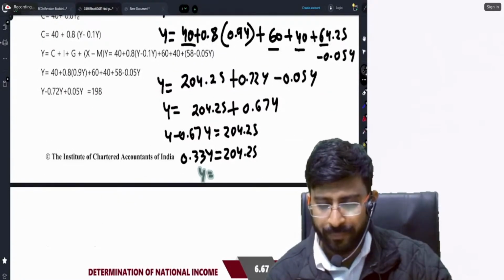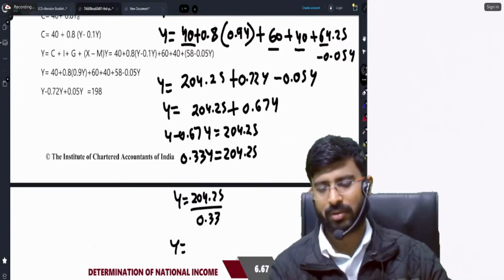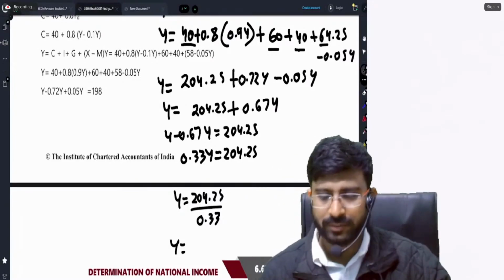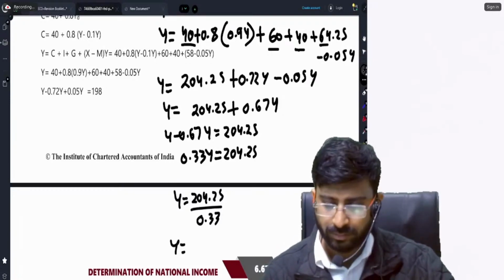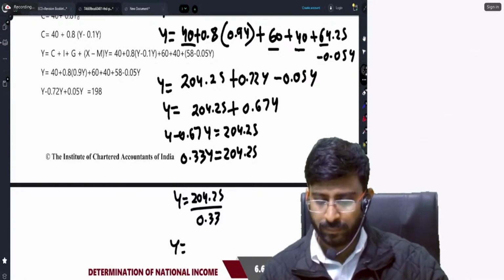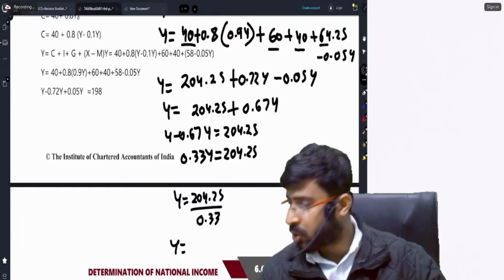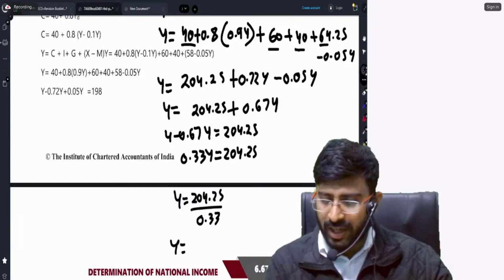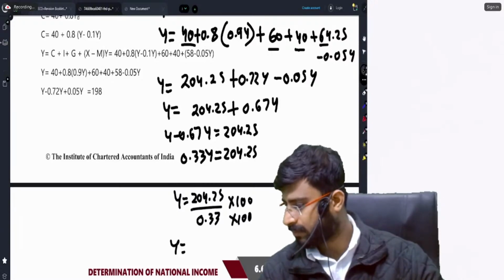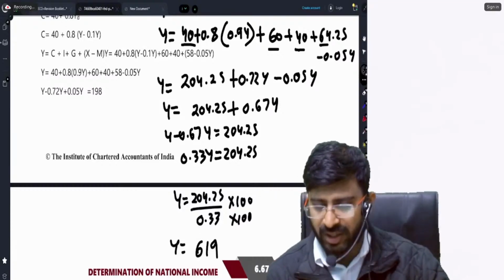So Y equals to 204.25 by 0.33. Come on, everybody, how much is it? I'm talking about income levels, the new equilibrium income. Because obviously if export changes, equilibrium income is going to change. Please calculate it and tell me. Some are telling 618, some are telling 619. Okay, let me take 619.